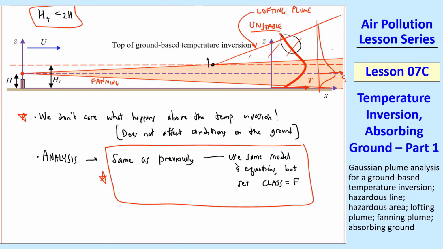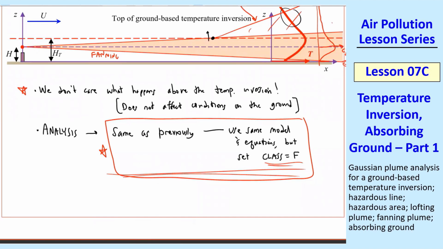Now this plume is eventually going to hit the ground and you'll start to get some kind of a hazardous area way downwind here. But it's already hit the top, but that's distorting the plume shape on top. It's no longer a Gaussian, but we don't care. So our analysis as far as the ground level is concerned, or a little bit above the ground, the nose level if you want to deal with that, we use the same model, same equations. All we do is set the class to F. So this really isn't anything new again, even though this temperature inversion is there.